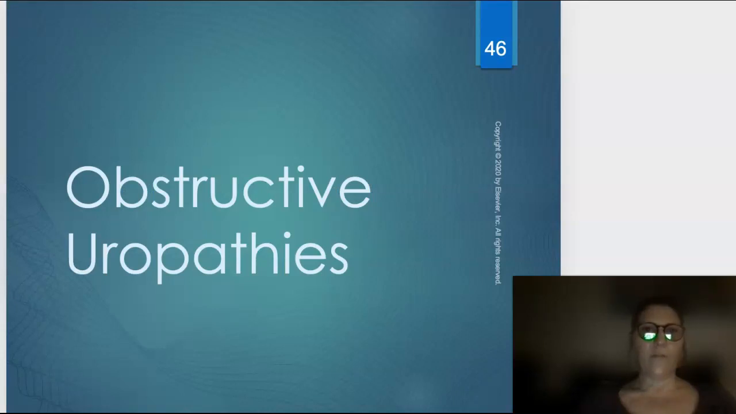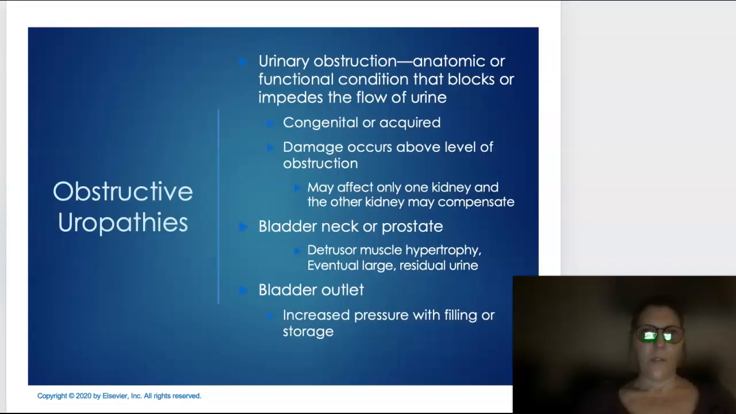Okay, obstructive uropathies. So this is where there's an obstruction somewhere in the urinary canal. So a urinary obstruction is an anatomic or functional condition that blocks or impedes the flow of urine. That's a pretty simple definition, right? Okay, it can be congenital, meaning you were born with it, or acquired. You ended up with it after you were born. The damage occurs above the level of obstruction. It may affect only one kidney, and the other kidney might compensate. Like, uh-oh, look what's going on over here. We better do a better job on our end.